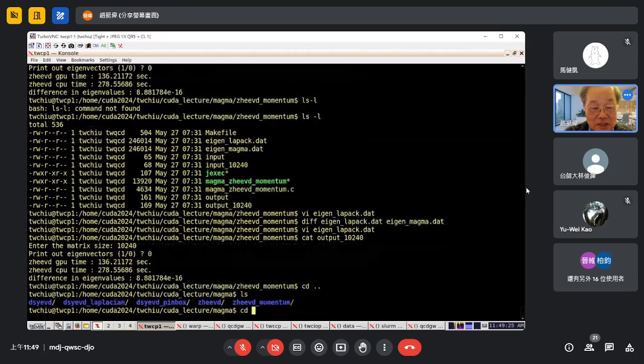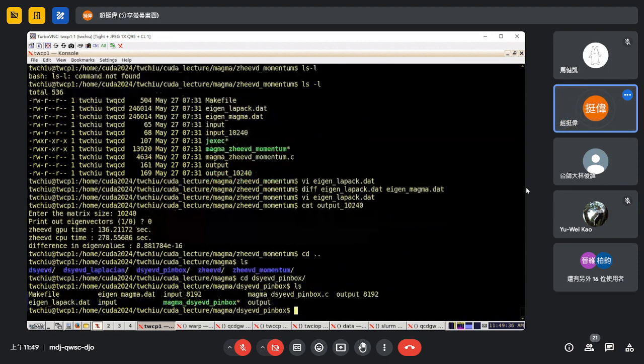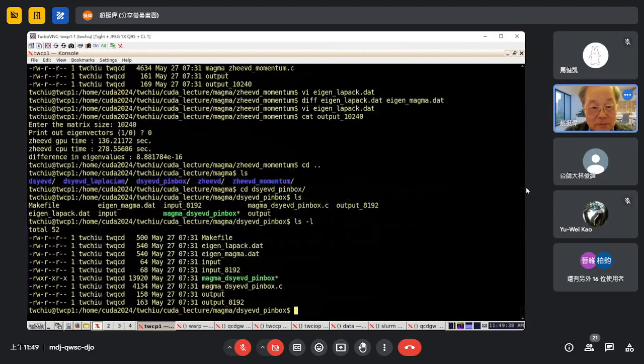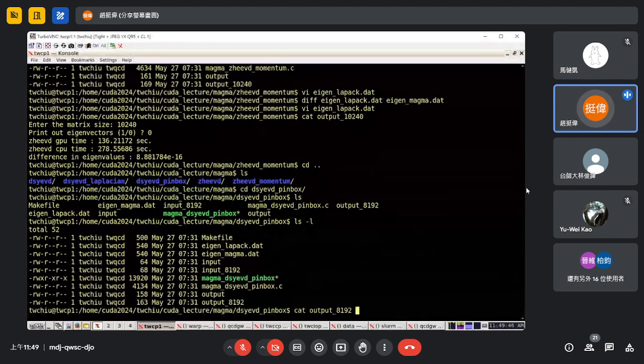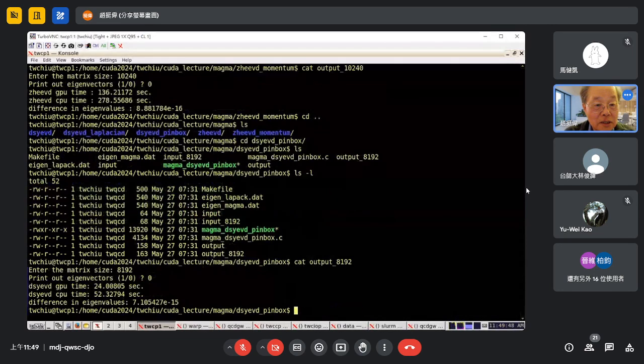Now, let me go to this particle in a box. Let me see the output for the matrix of size 8192. Here the GPU is about two times faster than the CPU for such a size of matrix.